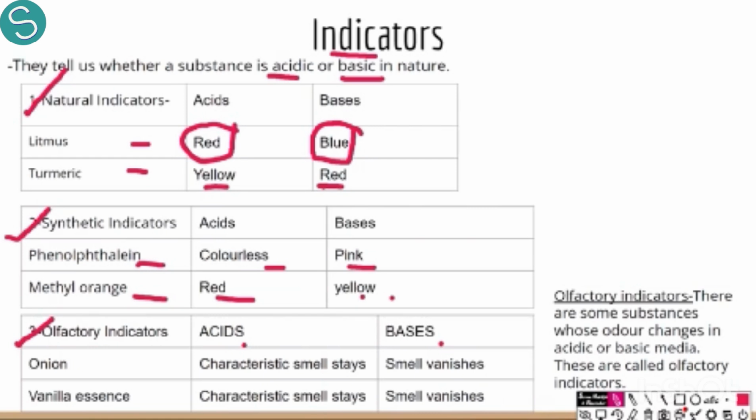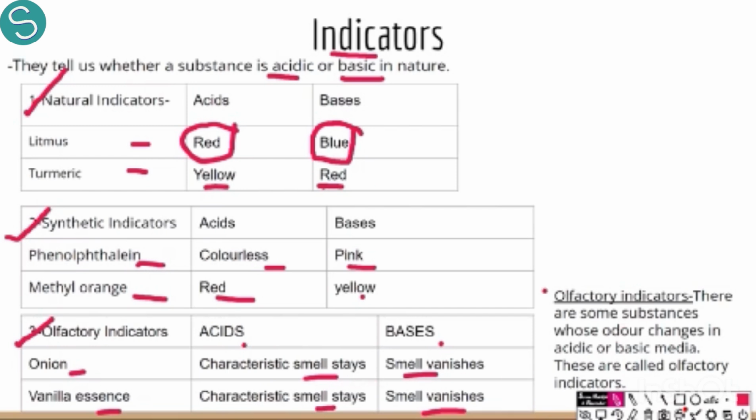Then coming to olfactory indicators, we have onion and vanilla essence. We know onion and vanilla essence have a characteristic smell. So with acids, onion retains its characteristic smell, but with bases the smell vanishes. And the same for vanilla essence as well. With acids, the smell which is characteristic and unique to vanilla essence stays, but with bases the smell vanishes. In this way, all these substances indicate whether a substance is acidic or basic in nature.